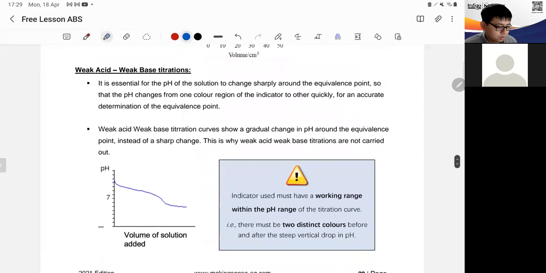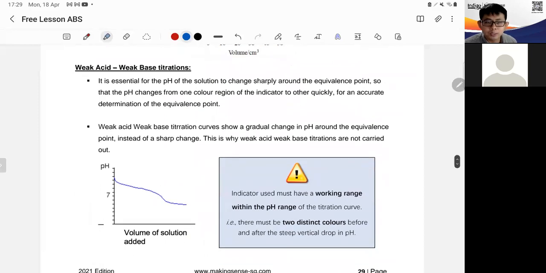And as I mentioned just now, a weak base, weak acid titration looks weird, because you can't get any information out of it. There's no indicator. There's nothing you can do.